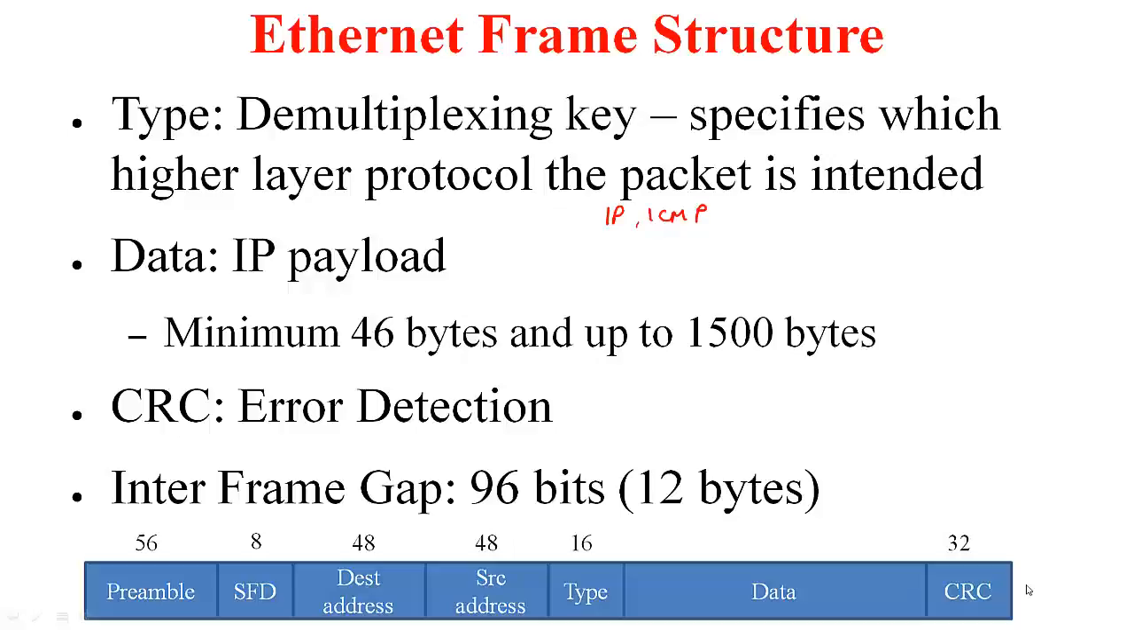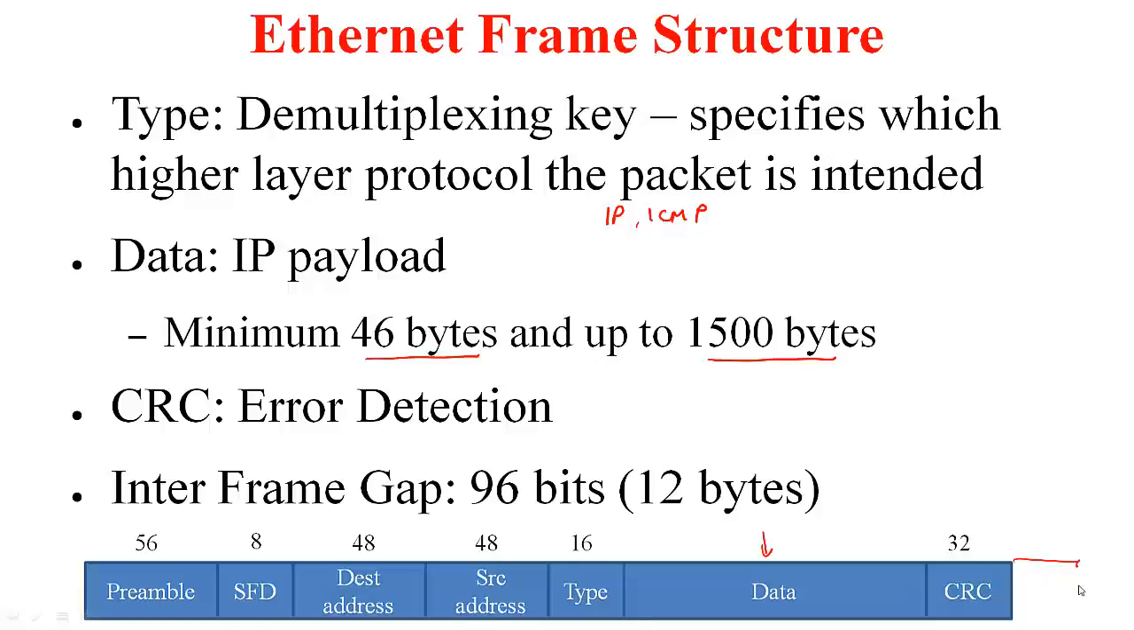After the type field is the IP payload. Again, this can take values between 46 bytes up to 1500 bytes. Notice that there is a minimum size requirement. Why? Again, we will cover that as part of the MAC protocol. And after the data is the CRC, which does error detection. Another thing to note is you have to maintain a gap of 96 bits or 12 bytes between two frames. This is basically to ensure that the receiver has enough time to process this packet before it can receive the next frame, like empty the buffer and so on.